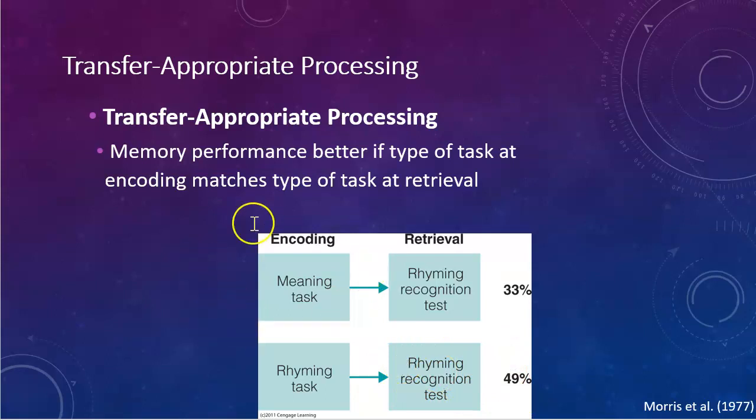Now, if you know your test is going to be a meaning type task, like in this class, where your exam is going to be about the meaning of something, then you should encode using a meaning task. Okay? So you want your study style, your encoding style, to match the retrieval style, the testing style. And that's what transfer-appropriate processing is. So those are the 3 matching conditions. So that's it for this video, and then there'll be one more video for chapter 7 where we talk about forgetting.